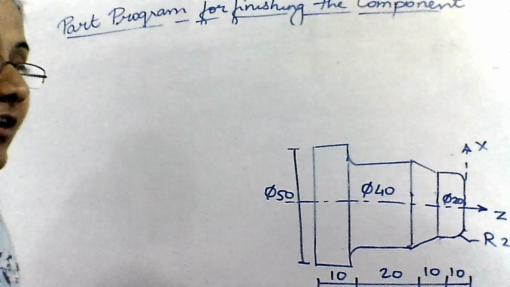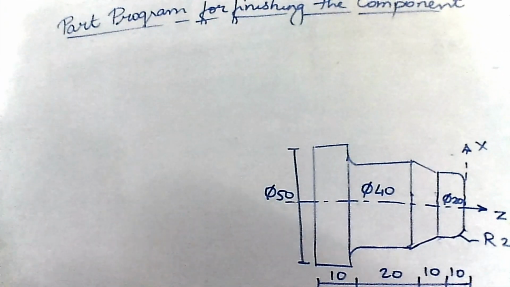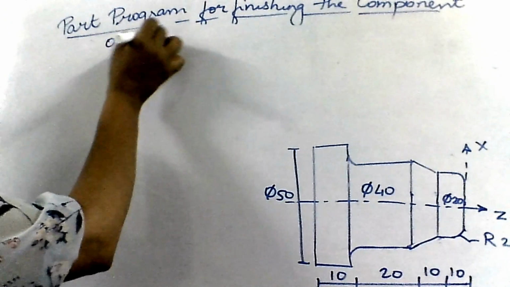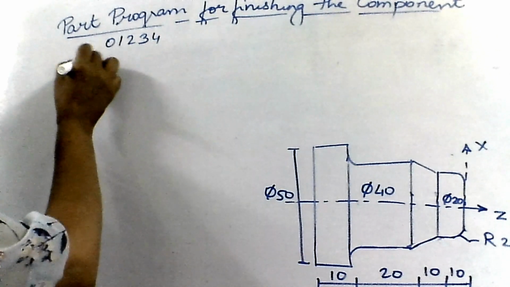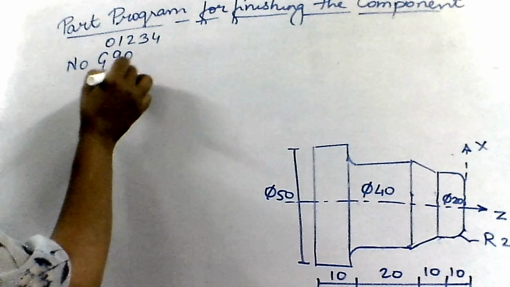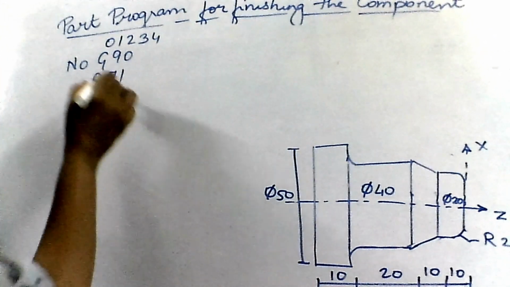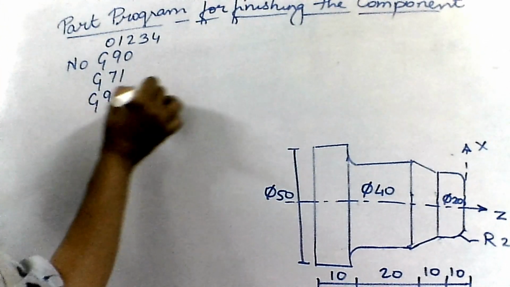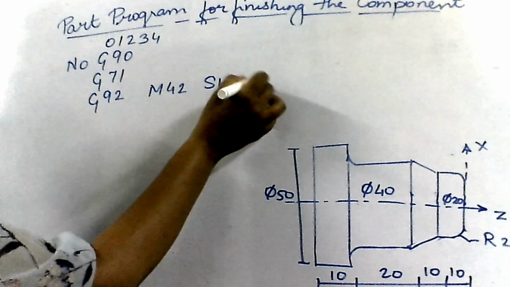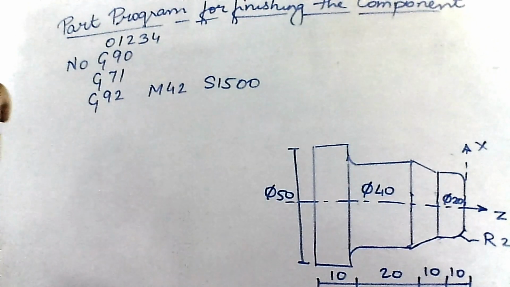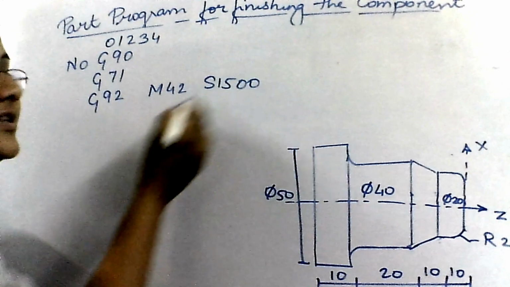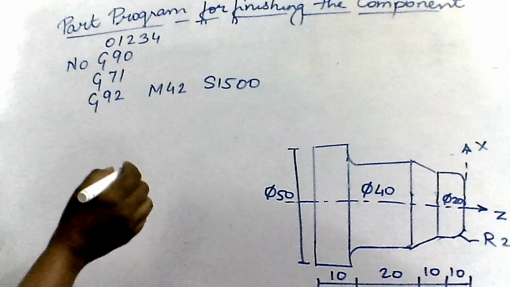So to begin with, the first 8 steps which are common to all the programs, we are going to write them first. So first I am going to specify the program number, then I'll write G90 that represents absolute programming. After that it's G71 which represents metric mode. Then it's G92 along with M42 and spindle speed of 1500 RPM. G92 represents maximum spindle speed clamp. M42 is medium select gear and S1500 is the spindle speed in RPM.